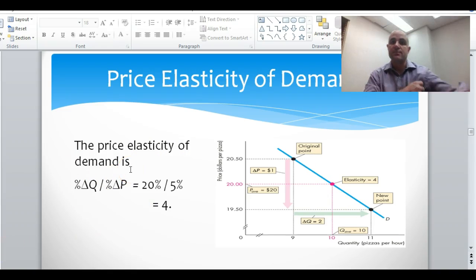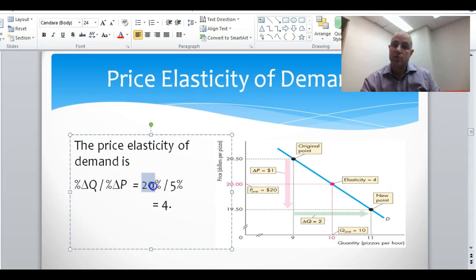Okay. So again, the price elasticity of demand is the percentage change in quantity demanded divided by the percentage change in price. In this range, quantity changed by 20%, price changed by 5%.